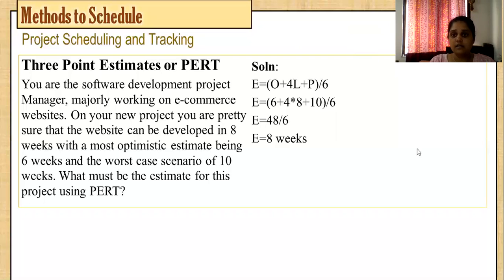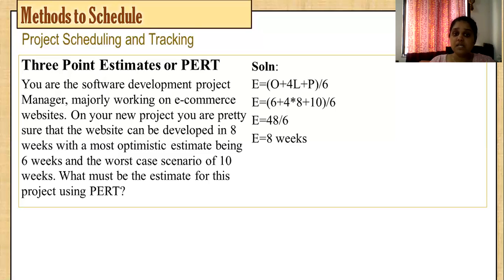Now let us first understand the definition of the problem. It says that there is a project manager. He is having a team of members, and in the team of members, they are discussing the 3-point estimates. And in developing the e-commerce website, the project manager is very sure that it is going to happen in 8 weeks of time, which is a likely approach. Means he says that it should happen in 8 weeks.